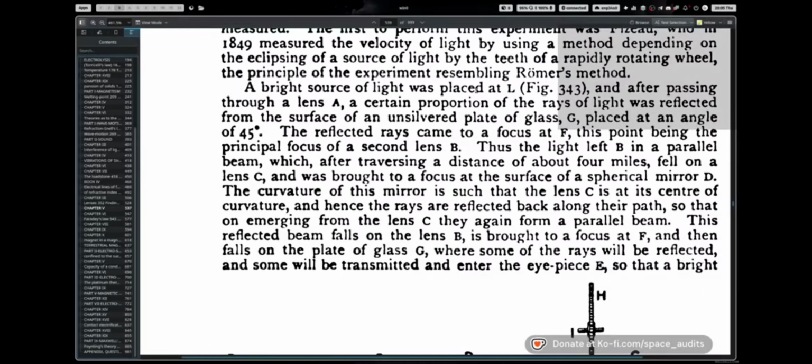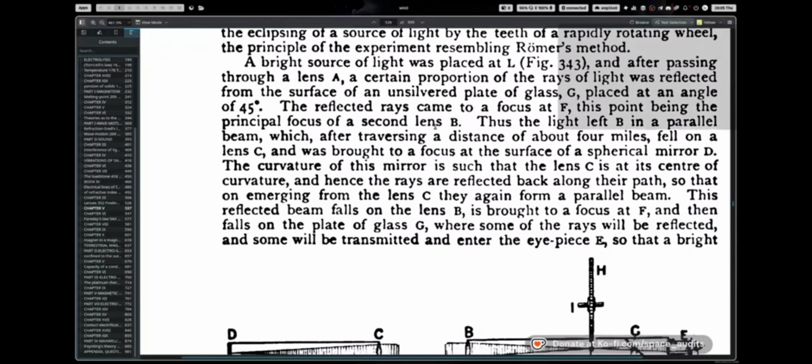A bright source of light was placed at L, figure 343, and after passing through a lens, a certain portion of the ray was reflected from the surface of an unsilvered plate of glass, G, placed at an angle of 45 degrees. The reflected ray came to a focus at F, this point being the principal focus of the second lens B. Thus, the light left B in a parallel beam, which after traversing a distance of about 4 miles, fell on lens C and was brought to a focus at the surface of a spherical mirror D.